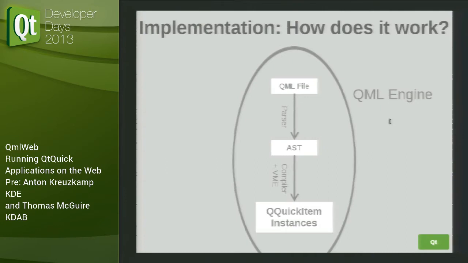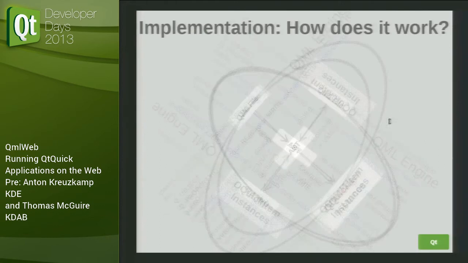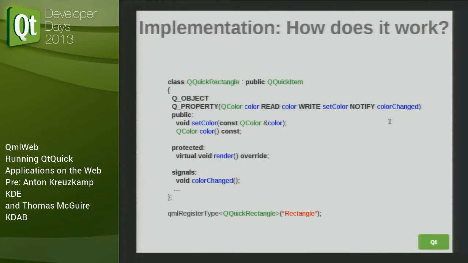The QML engine loads a file, then it throws a parser at the file. And the parser does what all parsers do: it creates an abstract syntax tree. So it has a tree of the elements in the QML file. The QML engine will look at that tree, see, okay, there's a rectangle element and there's a text element in there, and it will create the corresponding C++ item instances. And that works because each QtQuick item is derived from a base class.